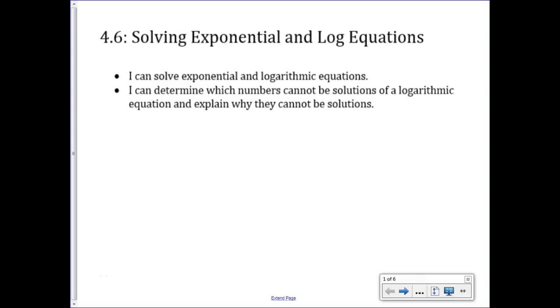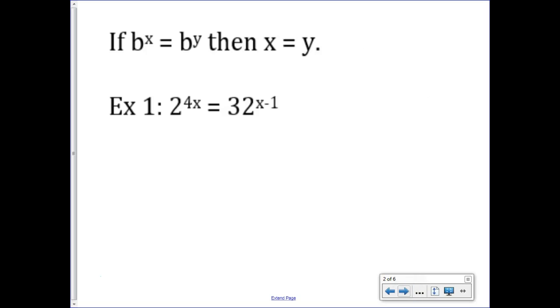Hey guys, today we are looking at solving exponential and log equations. So we're just going to jump right in and start looking at some examples of these.